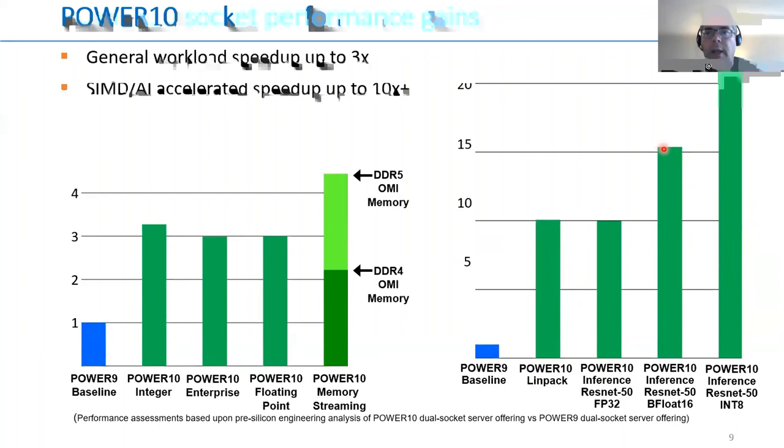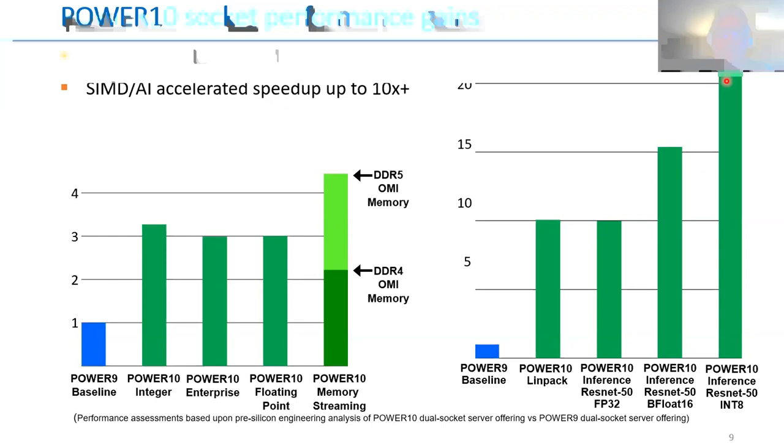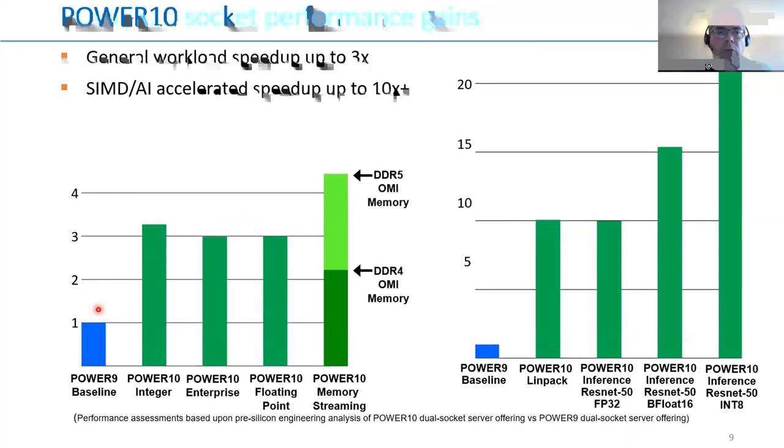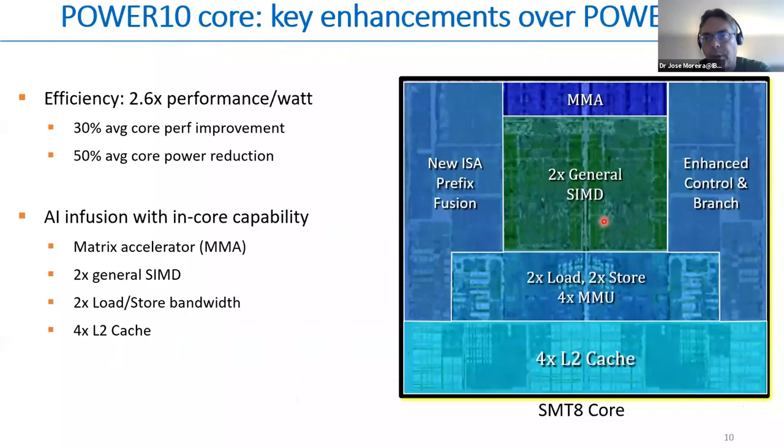This is because of the new matrix unit, which is really optimized for those computations. So think of the general improvement from P9 to P10 as about 3x, while for the targeted area of matrix computations, whether it be scientific computing, machine learning or deep learning, it can be 10x and even 20x in reduced precision.